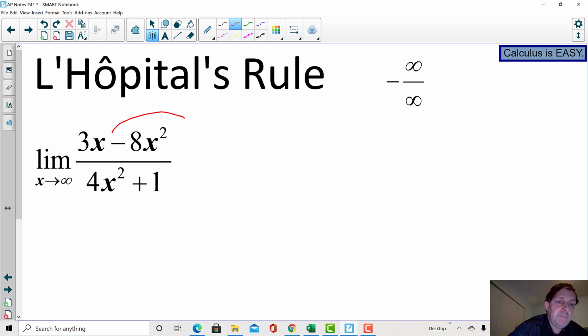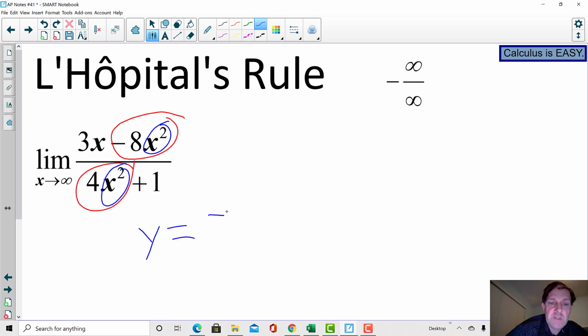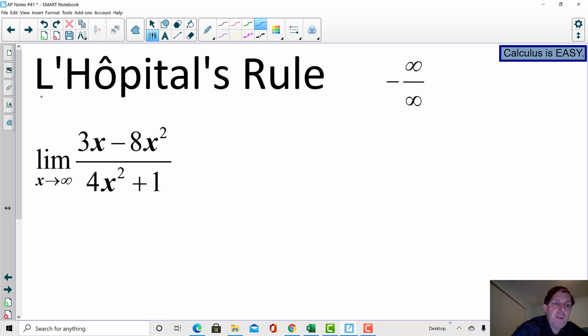You would have to take the biggest piece on the top and the biggest piece on the bottom. You'll notice that they both are x squared. So the horizontal asymptote is going to be y equals, and then you would take the coefficients, negative 8 over 4. In this case, we get negative 2, and that would be the answer for this limit, negative 2. But I just want to show you that you can use L'Hopital's rule to get the same answer.